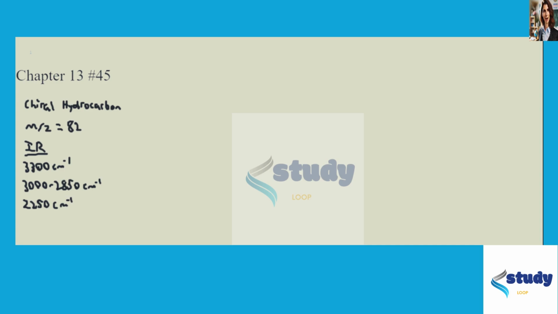And so I'm going to take each of these pieces of information one at a time and use them to build the structure that we're looking for. So first, we're told that this is a chiral hydrocarbon. And so this is actually quite a bit of information. So we know that there are only carbons and hydrogens in this molecule. And we know that one of these carbons is going to have 4 different bonds because that's where chirality arises from. So that's good information.